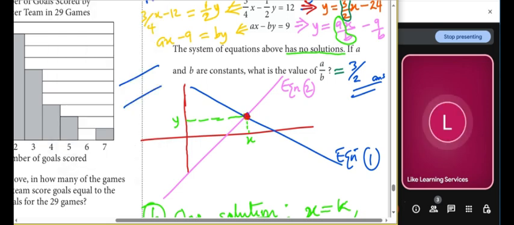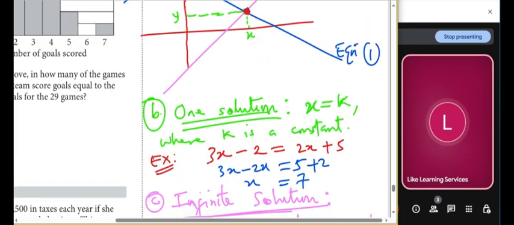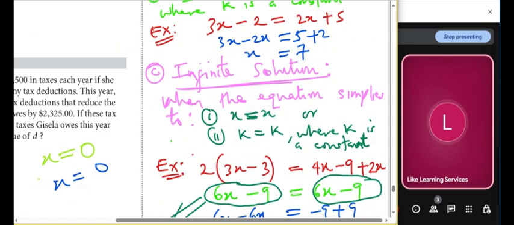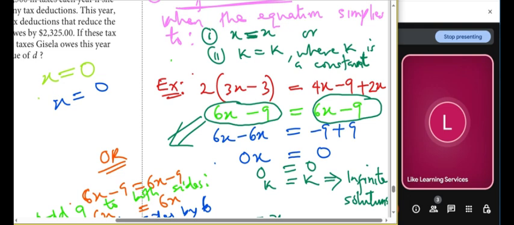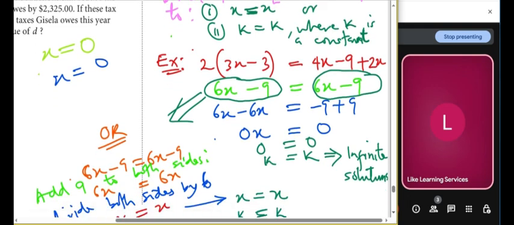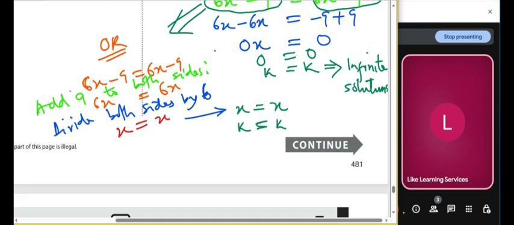Just in summary, for one solution, there has to be a particular answer. Most equations are like that. For infinite solutions, you end up getting x equal to x or k equal to k. I think that simplifies all that. Are we good on that? Okay.